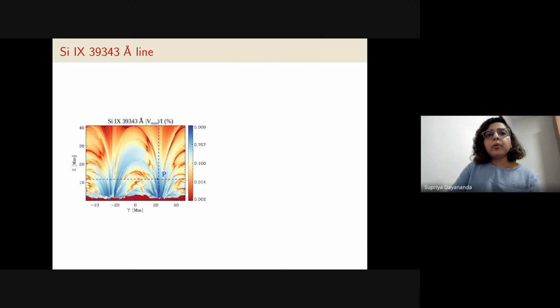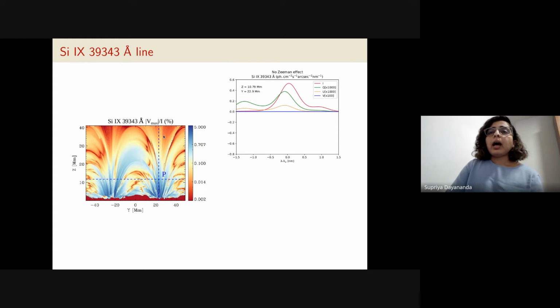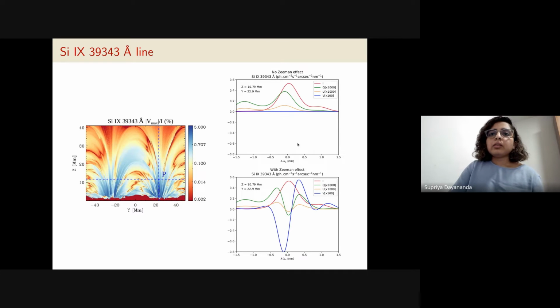So if you consider a point P here for this active region model and obtain your spectral variation of I, Q, U, and V, now first ignoring the Zeeman effect, you don't consider the effects of the Zeeman effect, so you see the blue line, which represents Stokes V, to be 0. Switch on the Zeeman effect, you see a very strong, nice Zeeman signal. Along with that, notice the green and the orange line, which is for Q and U respectively, also showing the signatures of the Zeeman effect.